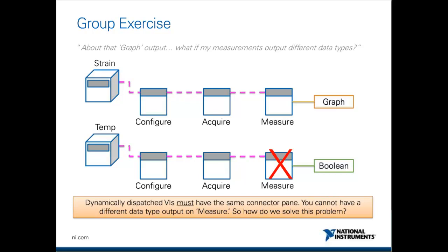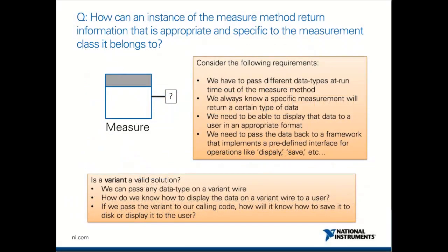And keep in mind that dynamically dispatched methods have to have identical connector panes. So we show the big red X on the bottom example because it cannot pass a different data type out of its connector pane. It has to match the parent's implementation exactly. So what do we do? Well, let's further consider some options.